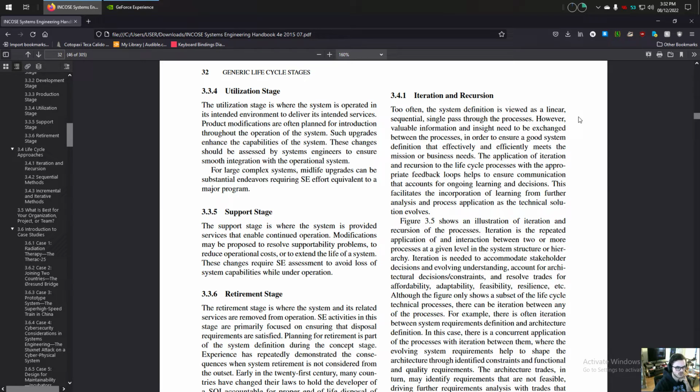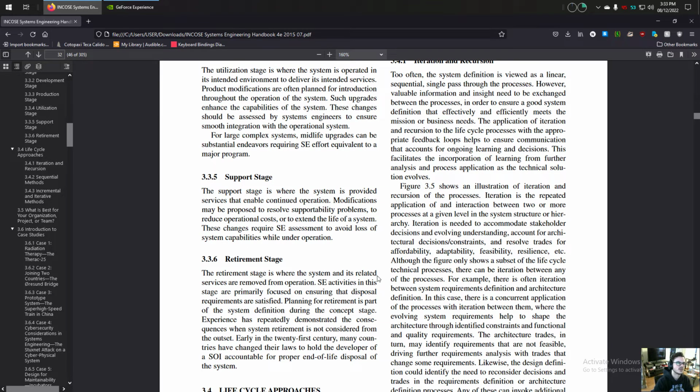This facilitates the incorporation of learning from further analysis and process application as the technical solution evolves. Figure 3.5 shows an illustration of iteration and recursion of the processes. Iteration is the repeated application and interaction between two or more processes at a given level in the system structure or hierarchy. Iteration is needed to accommodate stakeholder decisions and evolving understanding, account for architectural decisions and constraints, and resolve trade-offs for affordability, adaptability, feasibility, resilience, etc.